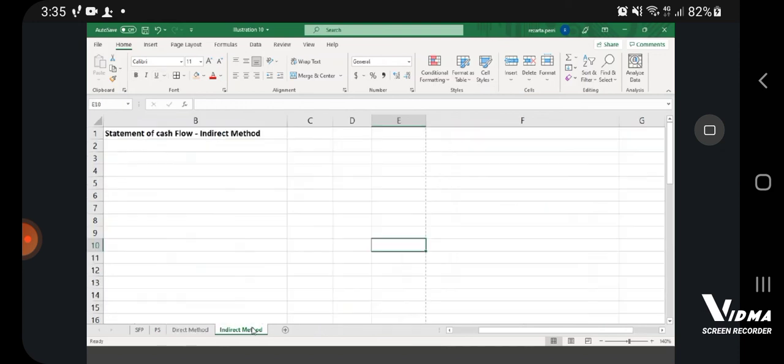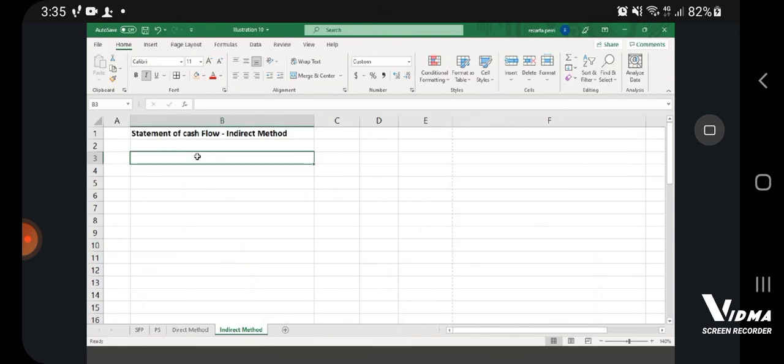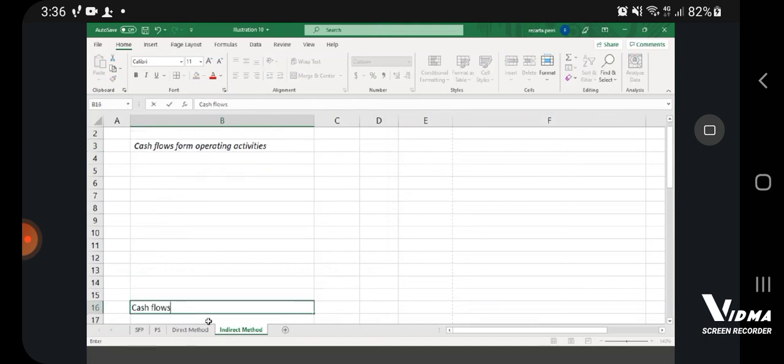What we need to do under the indirect method is to properly calculate the cash flows from operating activities, okay? We leave some blank spaces over there, and when we come to the cash flows from investing activities, we are free to just copy and paste from one method to the other because it's the same.